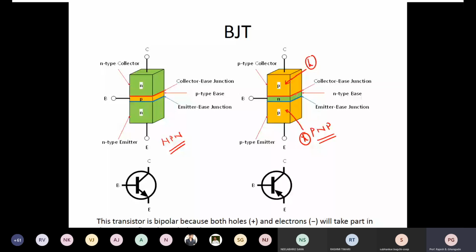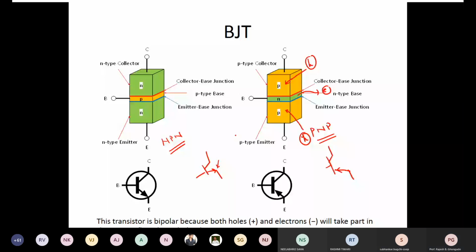Look at the symbols correctly. This is a very, very important thing. Many times this circle is omitted. So for NPN you can draw it like this, and for PNP you can draw it like this. Now these arrows do have some certain significance. What do you think it is? The direction of current.